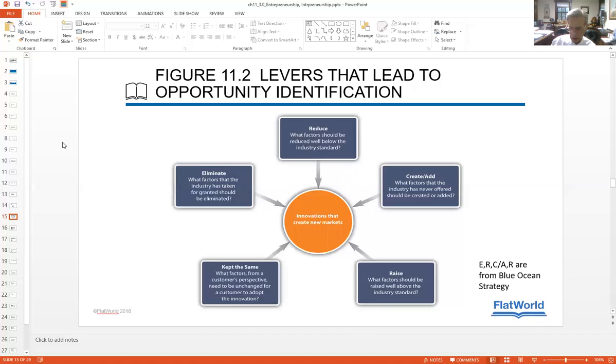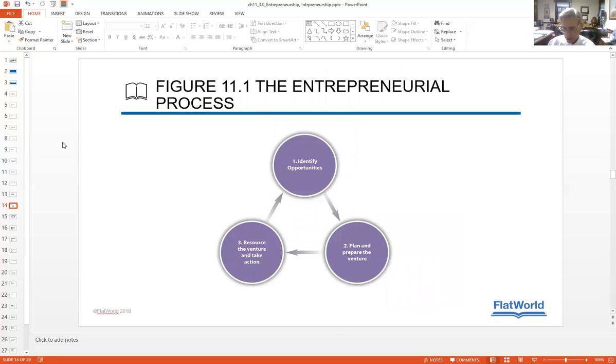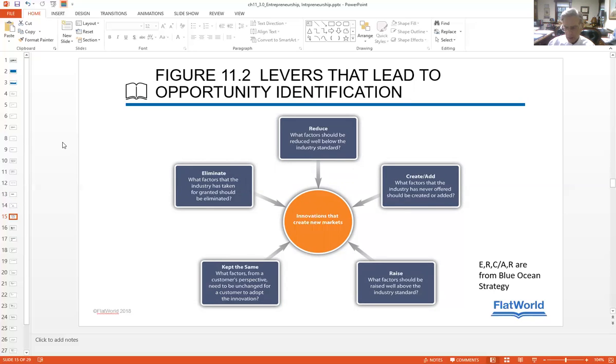This diagram, on the other hand, pardon me, I still have a little bit of the flu. The diagram that I just showed a moment ago discusses the first circle, identify opportunities. So when we're talking about opportunity identification, if you would, start here at eliminate. So what factors in the industry could a business do without?